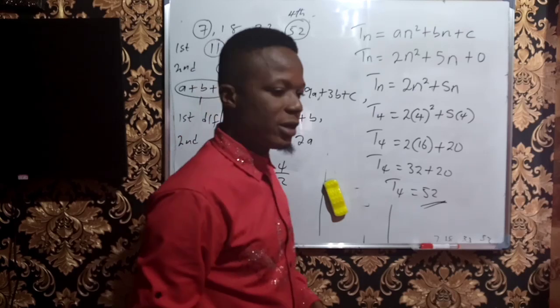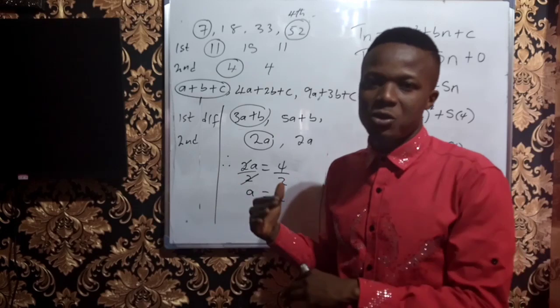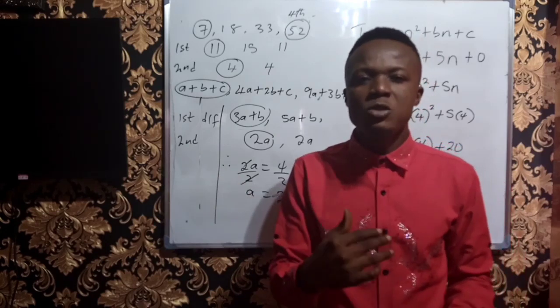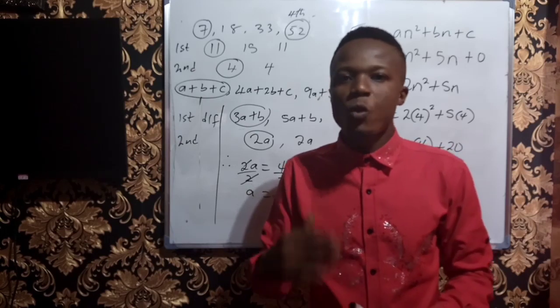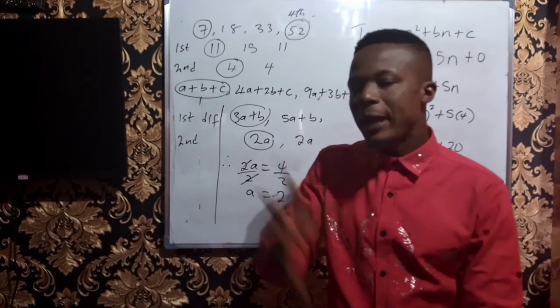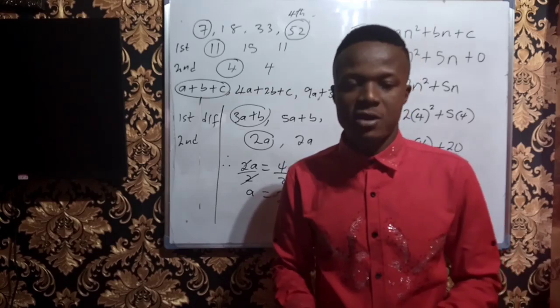This is now how to generate the nth term of an arithmetic progression when it is a quadratic. In the next video, we are going to discuss how to get the nth term of an arithmetic progression when it is a cubic, when we go into 3 places to get the common difference.